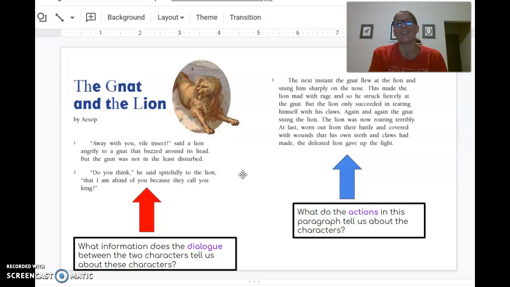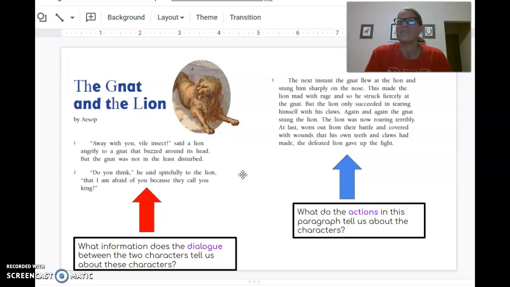And I had a connection when I read this the very first time, just thinking about, especially around August and September, we have gnats really bad in North Carolina. And the gnats buzz around us and they fly up our nose and in our eyeballs, and it's so frustrating. So I kind of had a moment where I connected myself to the lion and thought, I know how annoying and frustrating it is to have those gnats buzzing around your head. So it helped me to understand too how he was feeling.